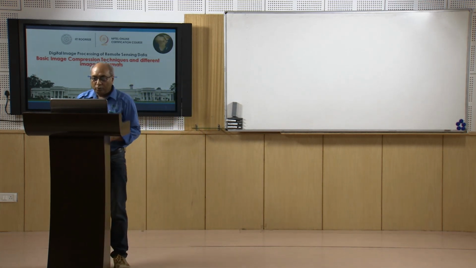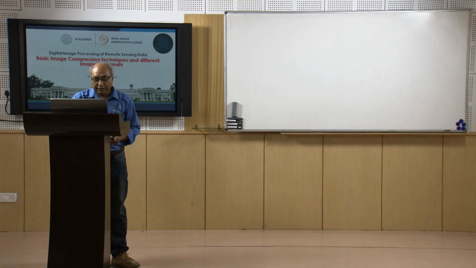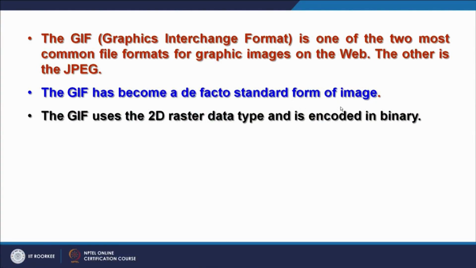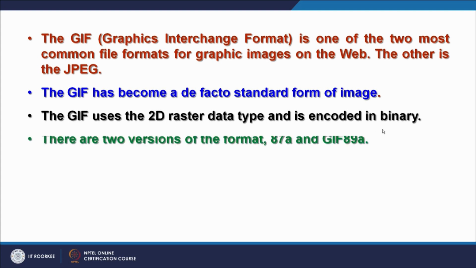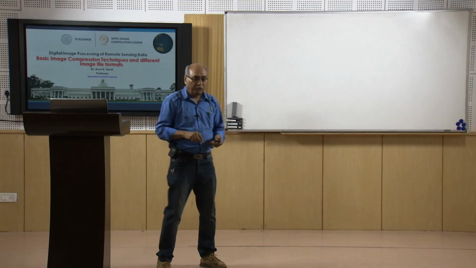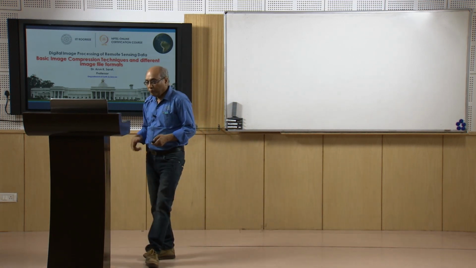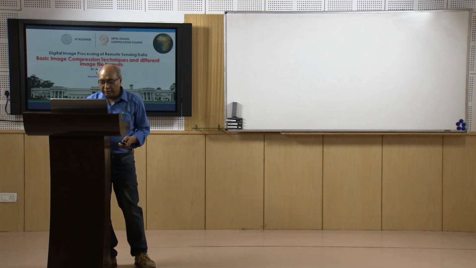So these are the common formats on the web. JPEG and GIF have become the de facto standard forms of image. GIF uses the 2D raster data type and is encoded in binary. There are two versions of the format, GIF 87A and GIF 89A, and this version allows the possibility of an animated graphic. So if you have a sequence of frames, you can put a time gap and can create a sort of movie or animation, which are becoming very popular.